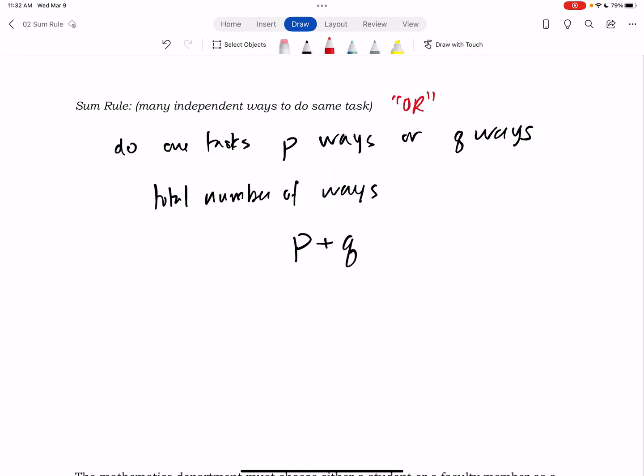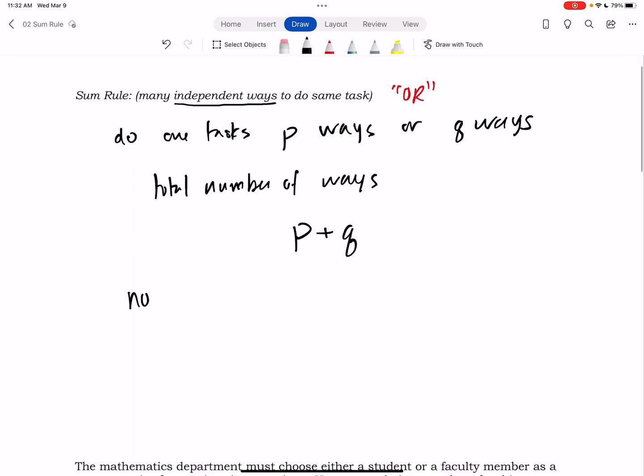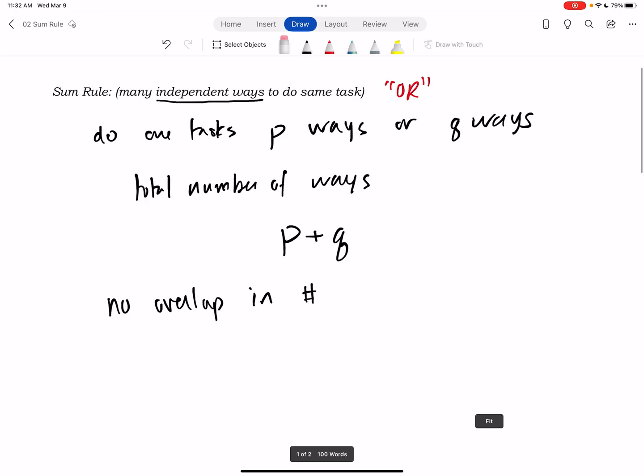that word or. And so the important part to remember is that these are independent ways, meaning they don't really have any overlap, right? If you're going to pick two friends and one of your friends came from one group and another friend comes from a different group, but those two groups don't have any overlap, then you would say the total number of ways I have is this plus this. And so you want to remember that there can't be any overlap in the ways in the two groups.